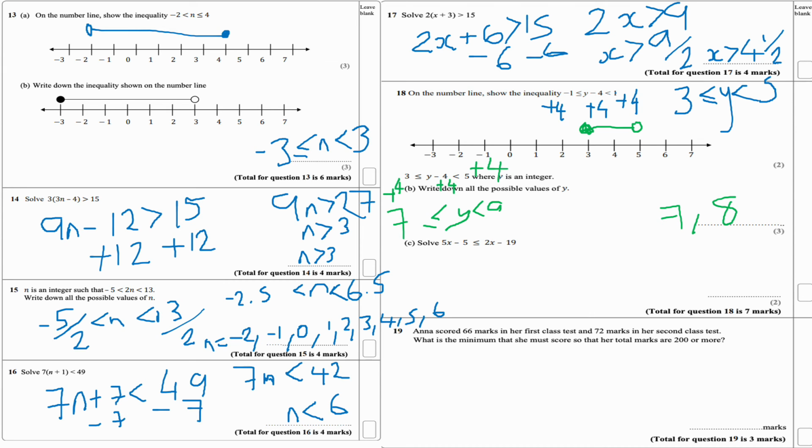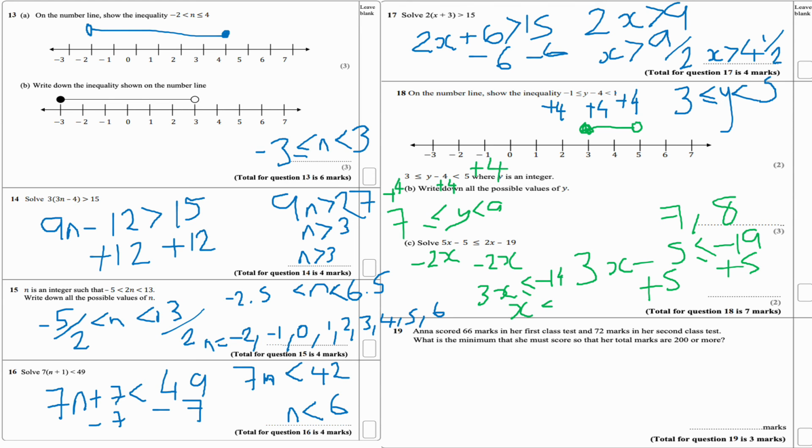Part C, solving this inequality. Well, if I minus 2x on both sides, I'm going to have 3x minus 5 is less than or equal to minus 19. If I add 5 to both sides and then divide by 3, 3x is less than or equal to negative 14. Dividing that by 3, I get that x is less than or equal to minus 14 thirds. Okay. So that's my answer for that question, guys.